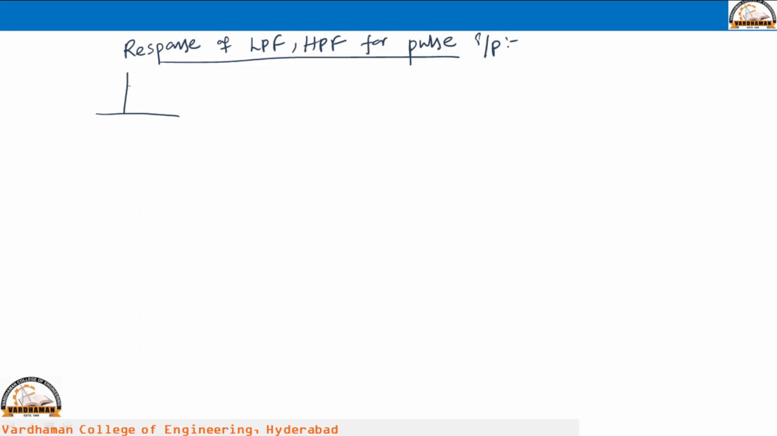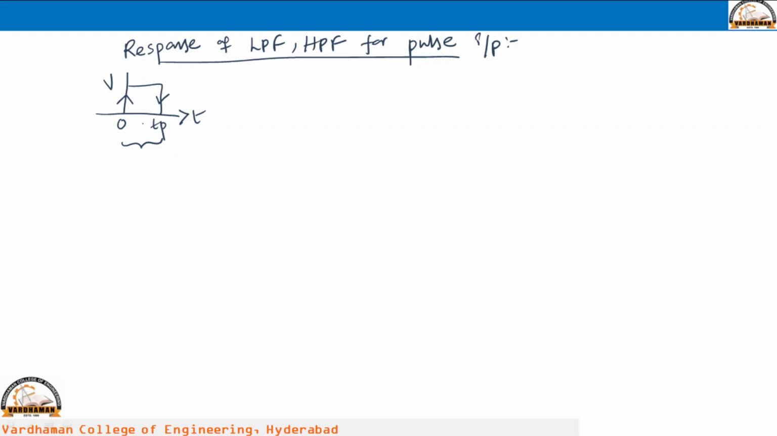A rectangular pulse takes a constant amplitude V, and this constant amplitude is available for the duration of Tp seconds. On the x axis I have taken the time, and the rectangular pulse has the amplitude V when time changes from 0 to Tp. If you observe this input clearly, you can see two discontinuities. One discontinuity is at t equal to 0, where the amplitude changes from 0 to V, and another is at t equal to Tp, where the amplitude changes from V to 0.